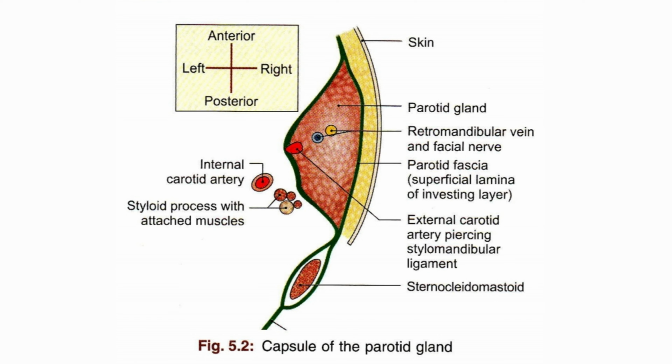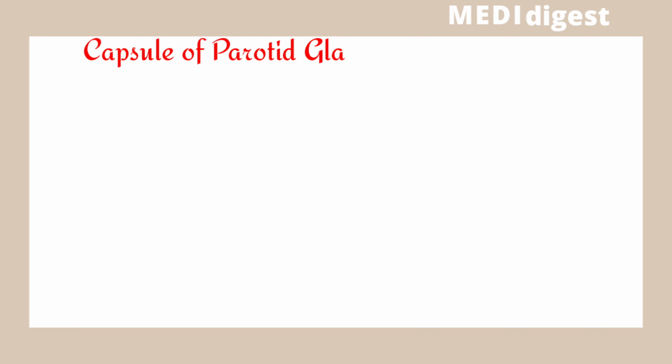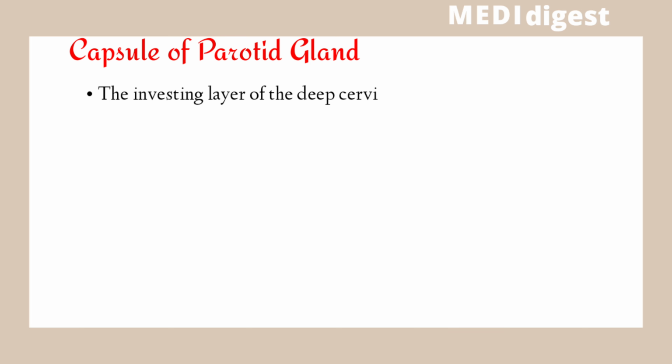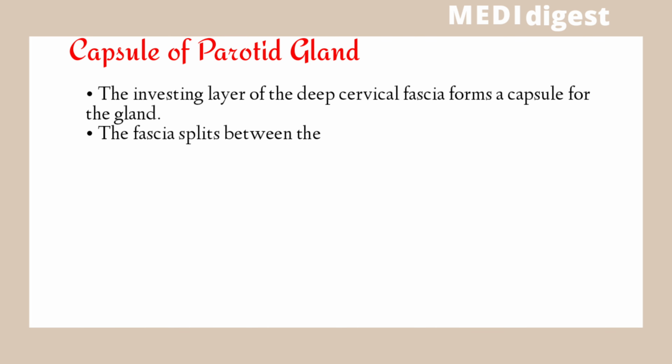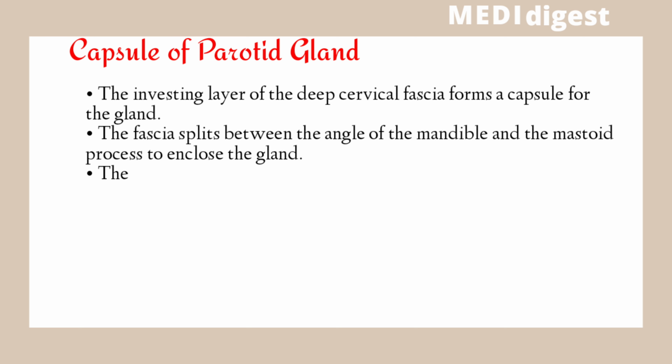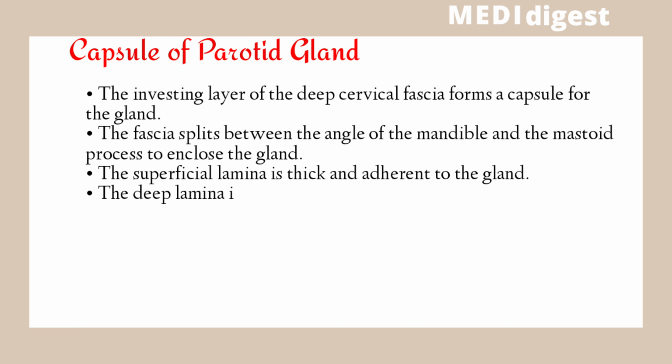Parotid capsule. The investing layer of the deep cervical fascia forms a capsule for the gland. The fascia splits between the angle of the mandible and the mastoid process to enclose the gland. The superficial lamina is thick and adherent to the gland and is attached above to the zygomatic arch. The deep lamina is thin and is attached to the styloid process, the mandible and the tympanic plate. A portion of the deep lamina extending between the styloid process and the mandible is thickened to form the stylomandibular ligament, which separates the parotid gland from the submandibular salivary gland.